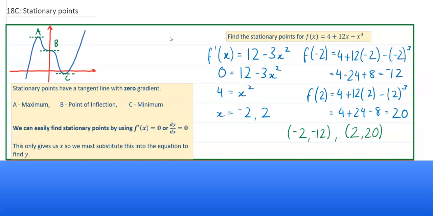This chapter is kind of split into two, so I'm just going to do some stationary points work and then we'll do some rates of change work. Yeah, a bit confusing, but there we go.